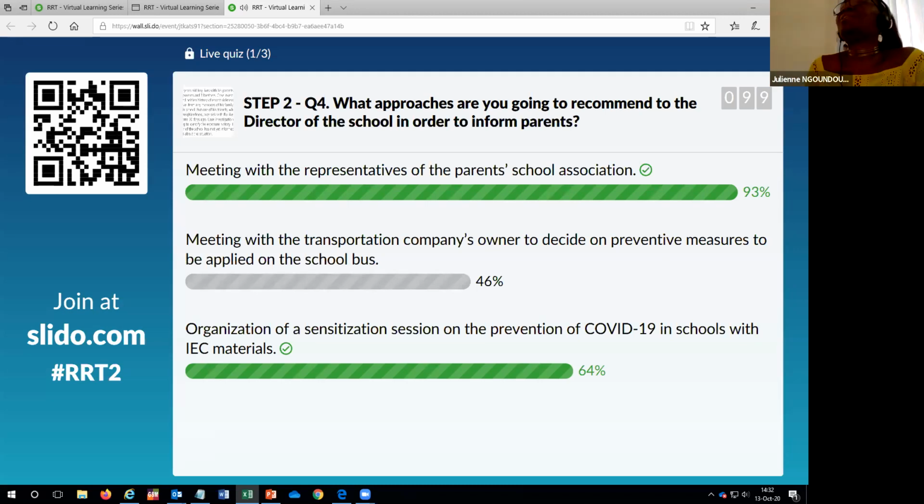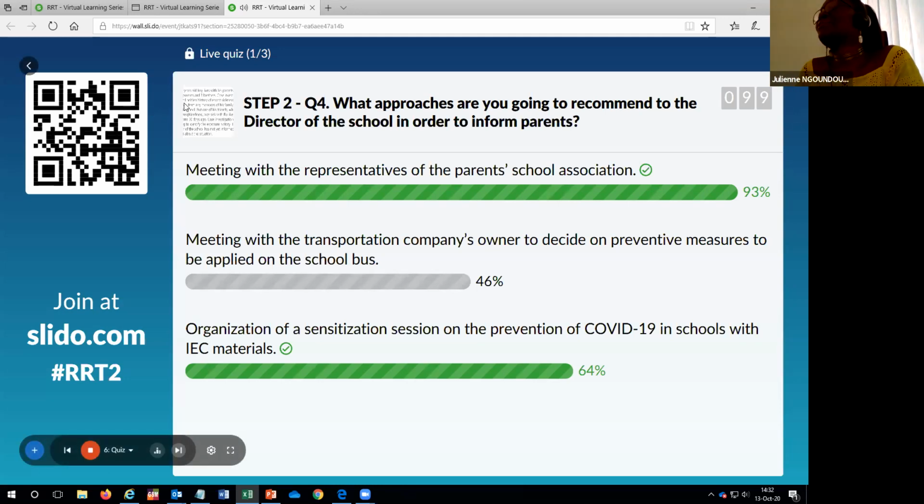So they have to meet the representative of the parent school association. This is fantastic. They also have to organize a sensitization session on the prevention of COVID in school using IEC material. I think the second one is not really correct as an answer. The first one and the third one are in this case the correct answers. Thank you very much, and congratulations to those who have given the answer, and to those who are going to change their answers. Thank you.